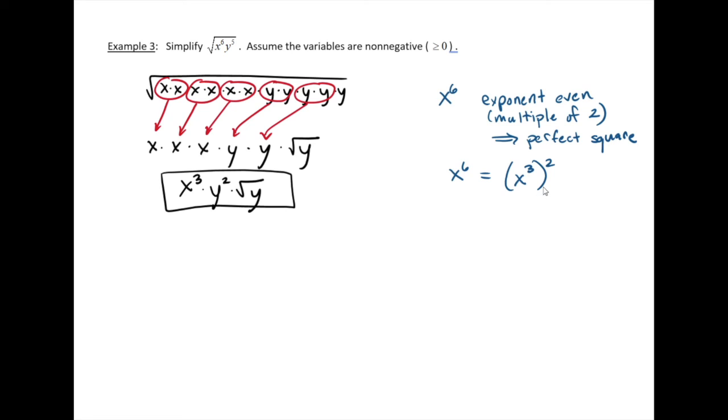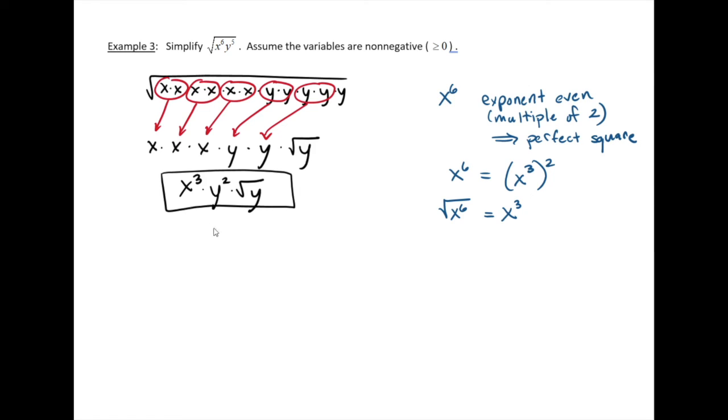X to the third power, all raised to the second power, is equal to x to the 3 times 2 power, or x to the 6th. So here you can see that if this can be written as a perfect square, then the exponent must be a multiple of 2. You can also see that the square root of x to the 6th power must be this expression inside the parentheses, the expression that's being squared here. So the square root of x to the 6th is x to the 3rd. And this is exactly the square root that we got when we used the alternative method here.